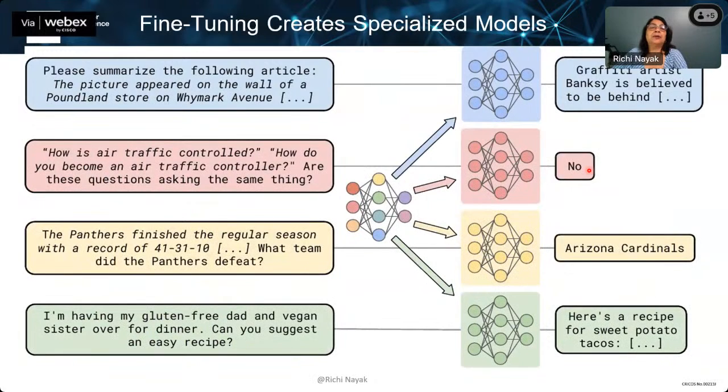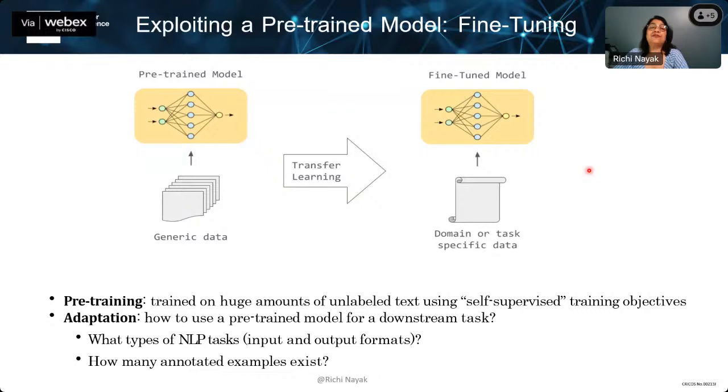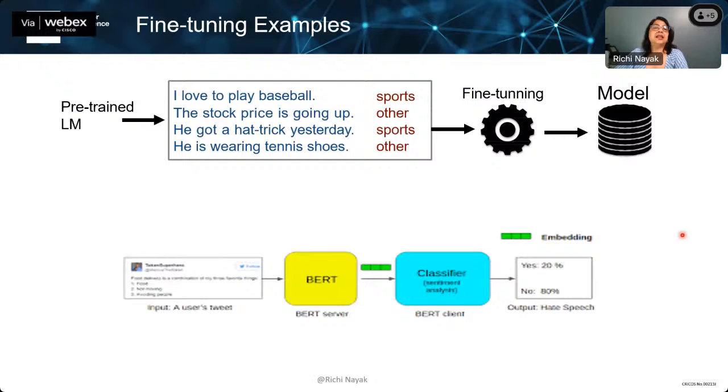And also the fine tuning that we do creates specialized models. So how does this fine tuning work? You have got a pre-trained model that is on generic data. You build on the knowledge gained by this model by freezing some weights and adding some more layers, depending upon what your task is, whether it is domain specific or task specific. It allows you to do it.